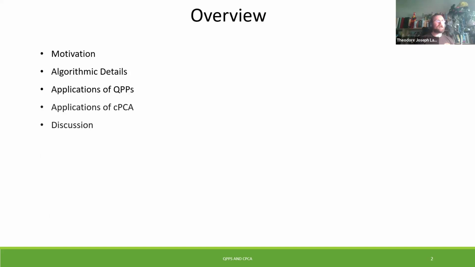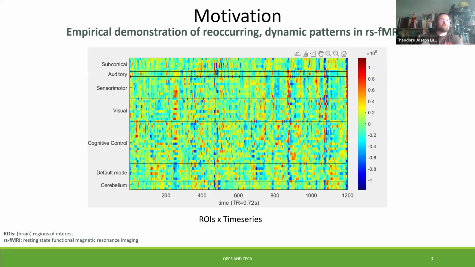During the presentation today, I hope to go over some motivation and algorithmic details, since we are very much a CS-oriented group, so knowing a little bit more of the details is fun, but also give you applications of QPPs and some complex principal component analysis and a little bit of discussion. Let's talk about some motivation.